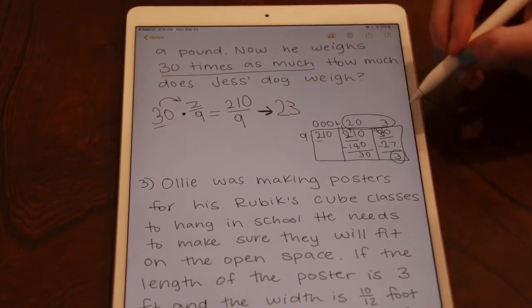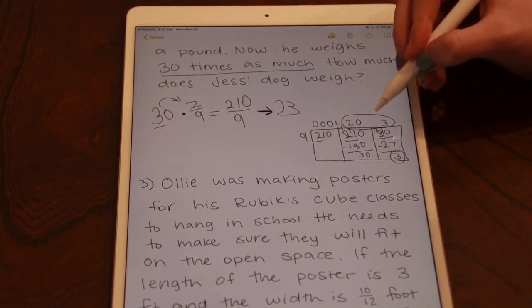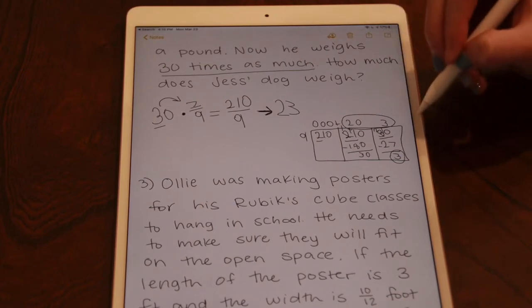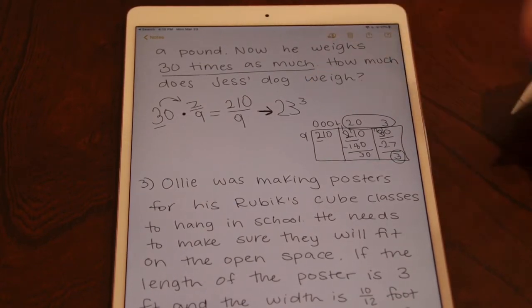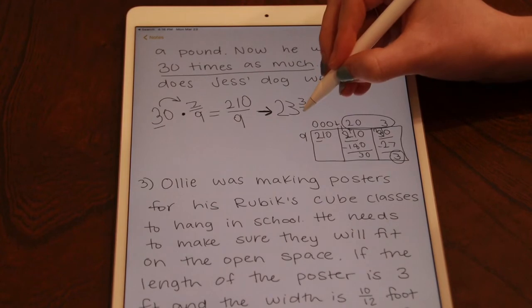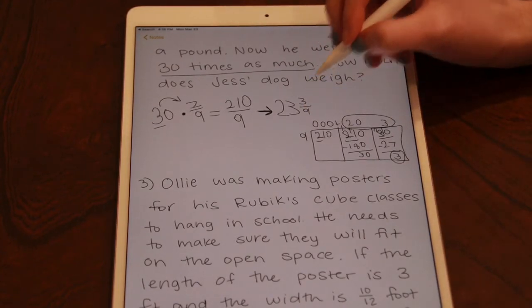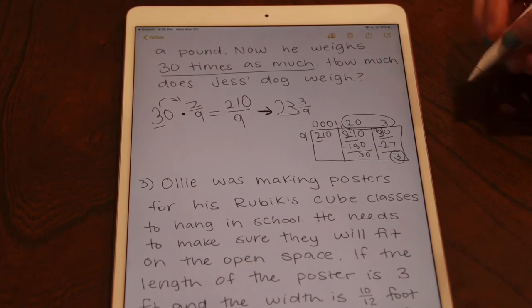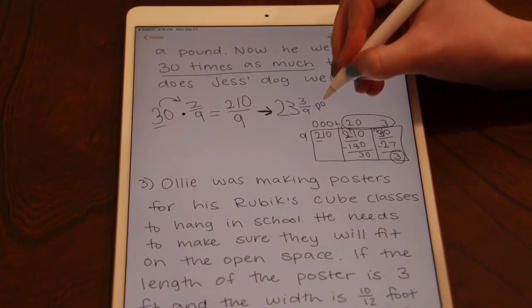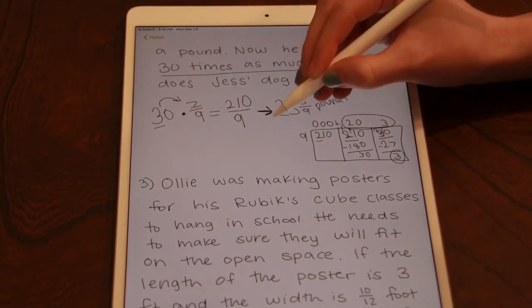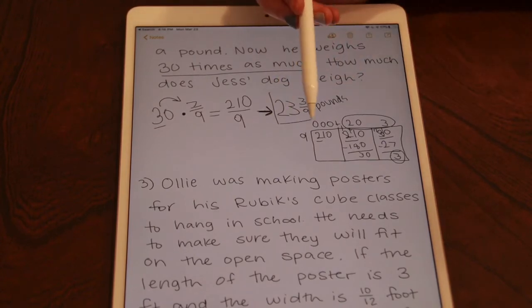So that 23 tells me it went in a whole 23 times, but there were 3 pieces left over of those 9 pieces. So Jess's dog weighs 23 3/9 pounds. Don't forget your units.